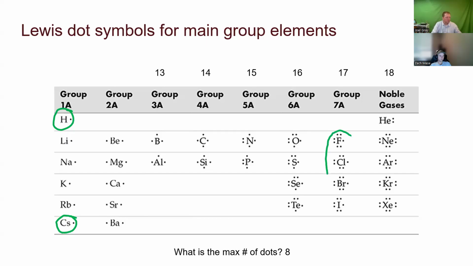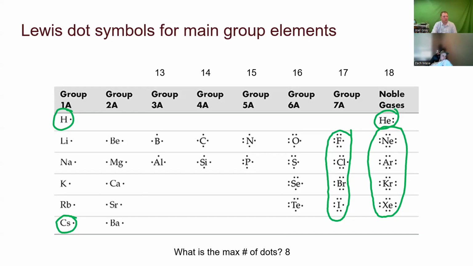Bromine, chlorine, fluorine, and iodine, lo and behold, they have the exact same number of valence electrons. And their symbols all look very similar to one another. The only difference is the letters that make up the symbol. Then our noble gases, starting with neon and going to xenon, well, they've got 8 electrons around that symbol. Helium has 2.